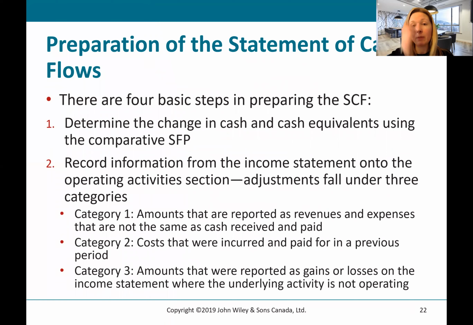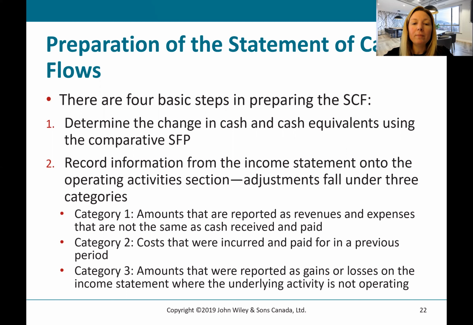There are 4 steps in preparing the statement of cash flows. So the first thing is we're going to determine the change in cash and cash equivalents using the comparative statement of financial position. We actually kind of disregard that. I actually think that's the last step. We record information from the income statement onto the operating activities section under 3 categories.